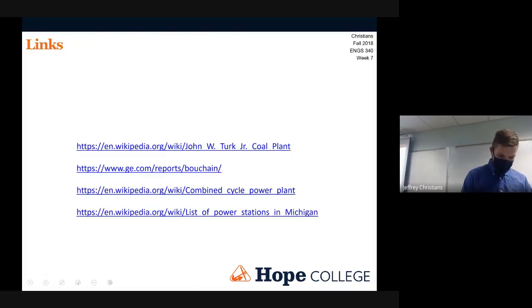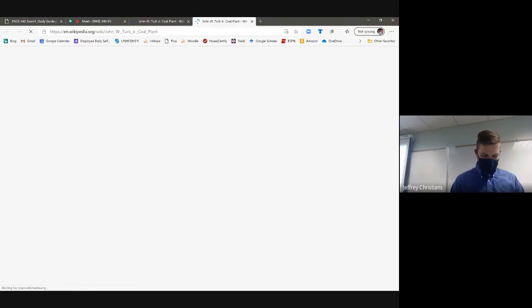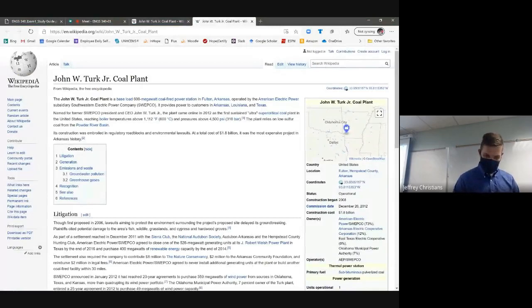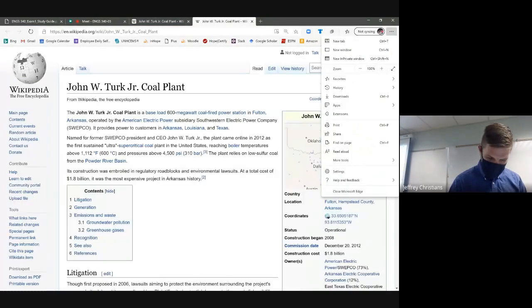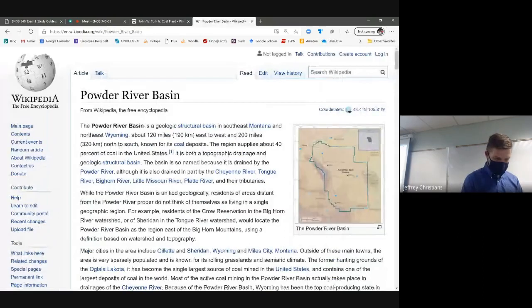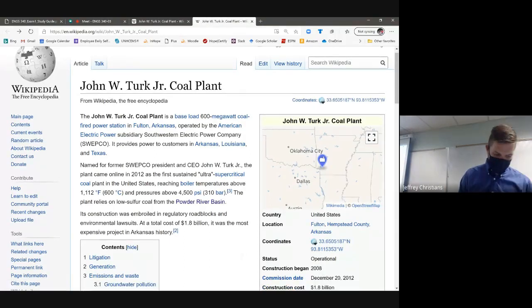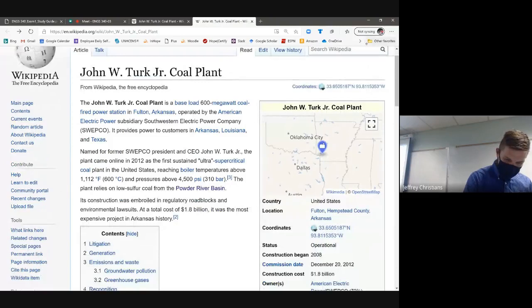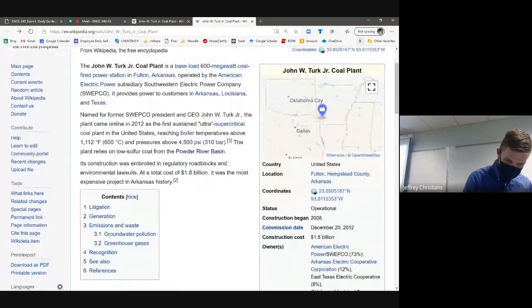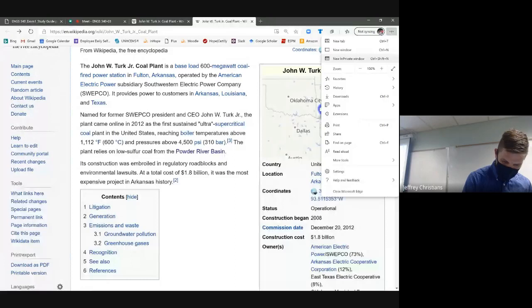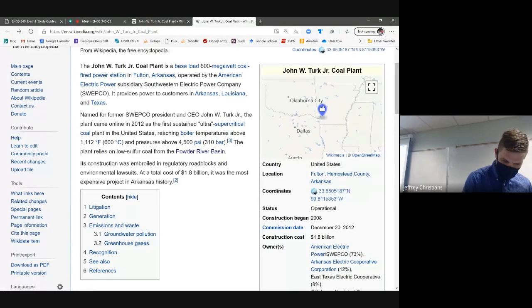So if we go to, if my links work. So this power plant, let me make it a little bit bigger. Okay, the John W. Turk Jr. power plant. This is the state-of-the-art US power plant, the best coal power plant in the U.S. And if we just look through here, let me see if I can get a pen. How do I do that? Okay, I don't remember how to do that.